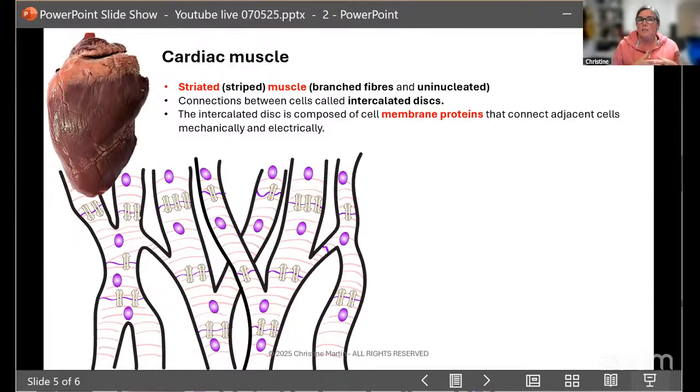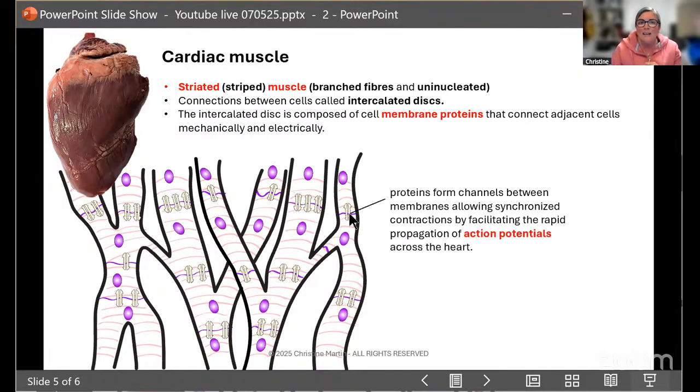Now, what's important is those intercalated discs are actually composed of cell membrane proteins. And those cell membrane proteins actually connect the cells together. And that means that an action potential, the movement of the sodium ions, the depolarization of the cells, can happen together rapidly as one. So I definitely feel neuronal communications and muscles are coming in.